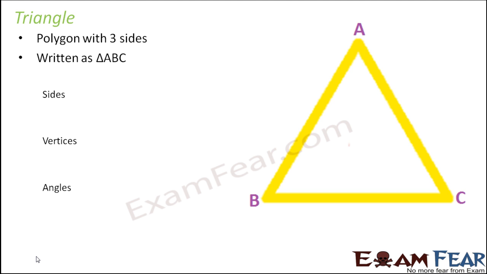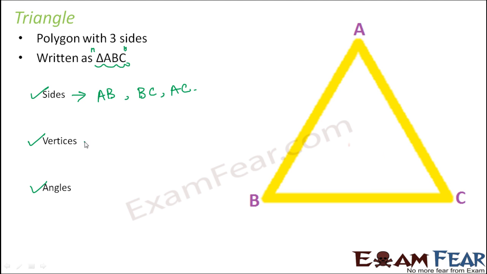And how do we denote a triangle? In short, we write a triangle like this, triangle ABC. So this symbol represents a triangle. Now there are three important parts of a triangle: sides, vertices, and angles. So when you look at the image of this triangle ABC, what are the sides of this triangle? The sides would be AB, BC, and AC. So sides represent the line segments which form that triangle.